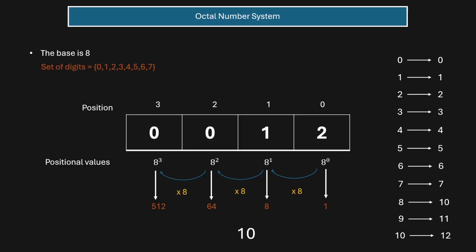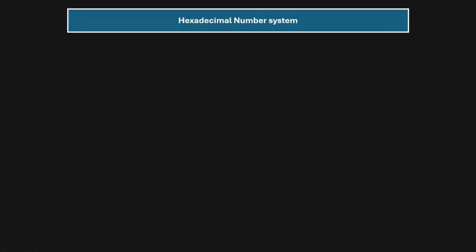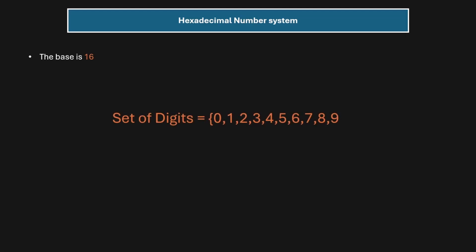This was a short overview on the octal number system. Okay, what about the hexadecimal number system? In this number system, the base is 16 and the set of allowed digits for each position ranges from 0 to 15. However, there is an important point to consider.